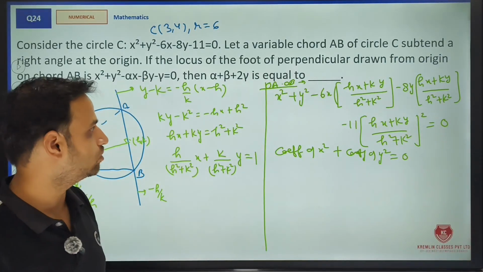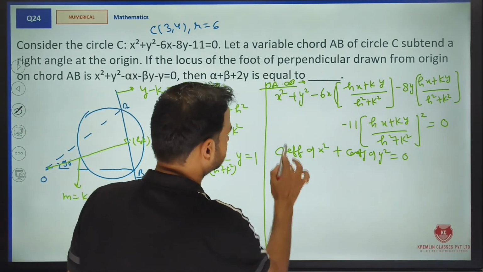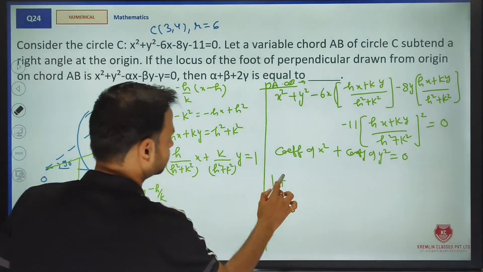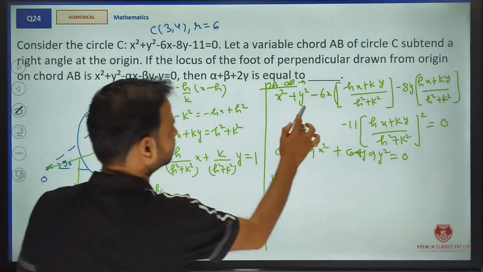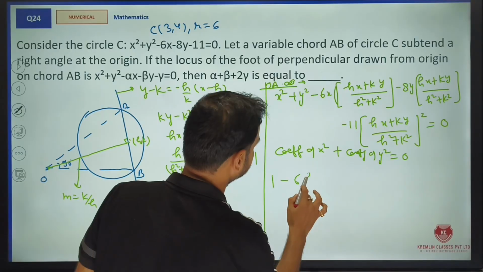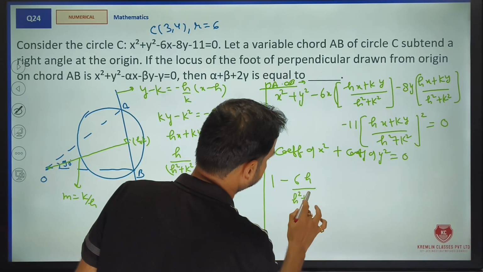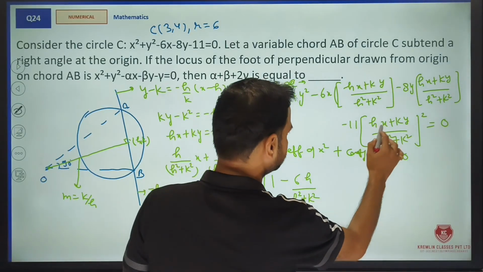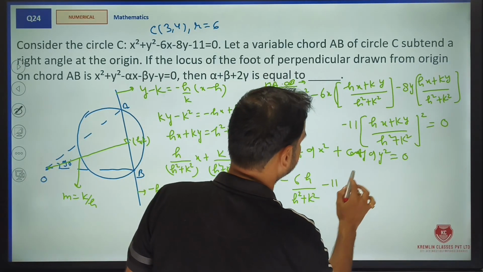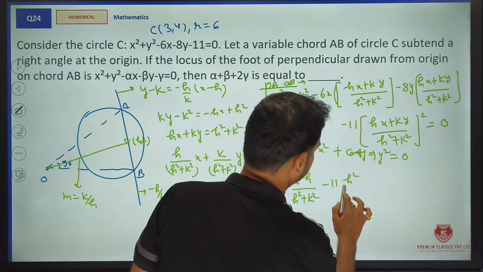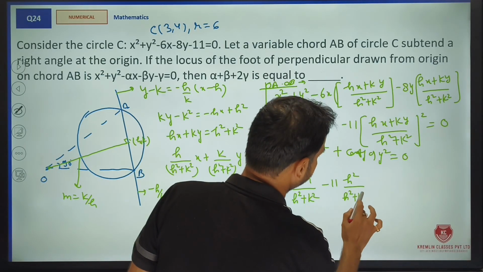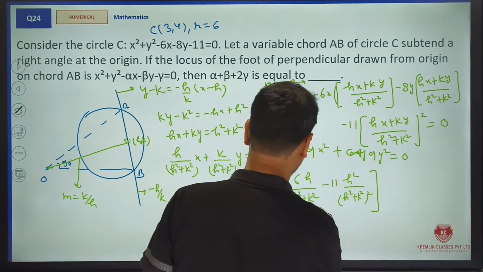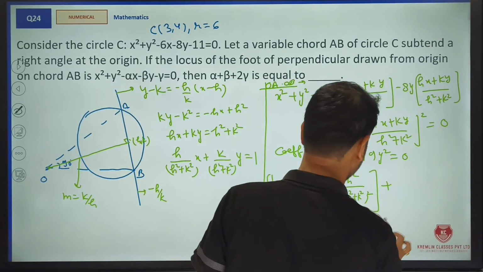Okay. So let us write the coefficient of x square. This is 1. X square coefficient we will find here by minus 6h upon h square plus k square. Okay. This is the coefficient of x square here, minus 11 h square upon h square plus k square whole square. This is the coefficient of x square plus coefficient of y square.